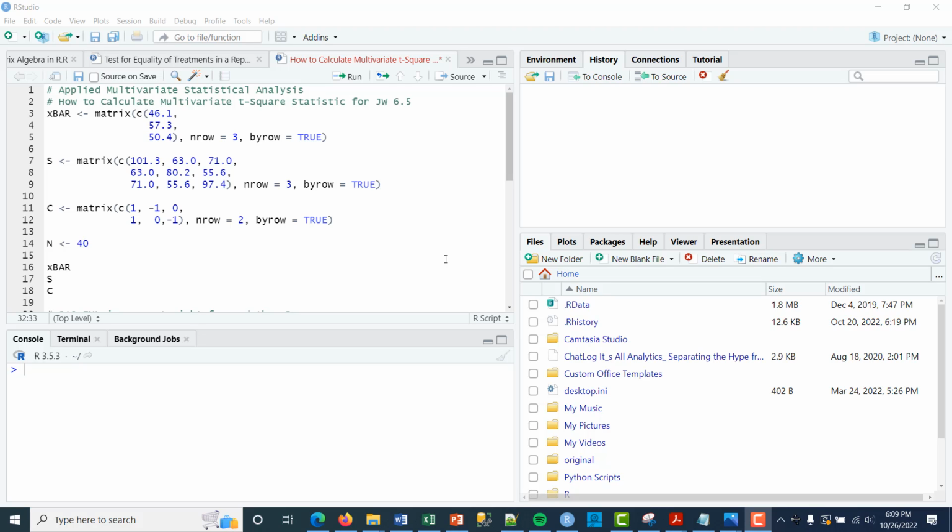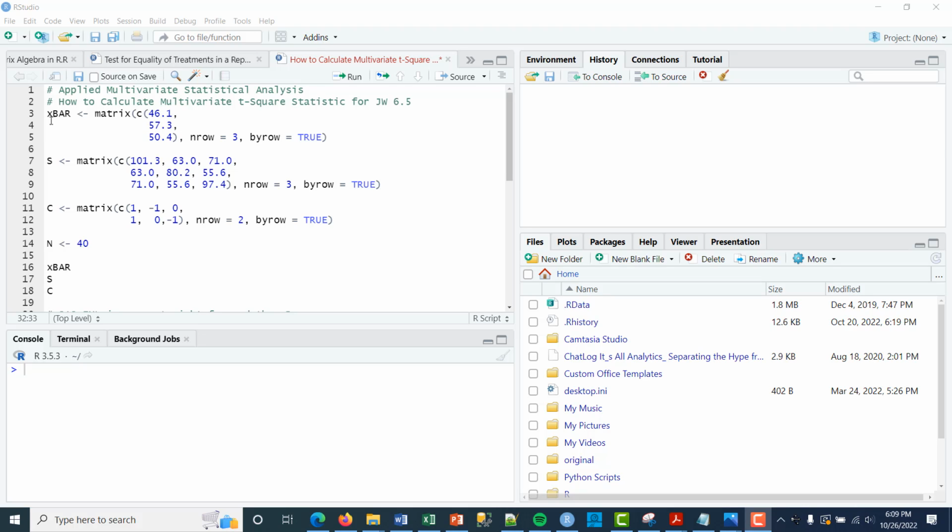Today we're going to actually do a multivariate statistical analysis. This is going to be a short video on how to compute a multivariate t-statistic. So this data comes from Johnson and Wichern. And so we're going to get right straight to it.